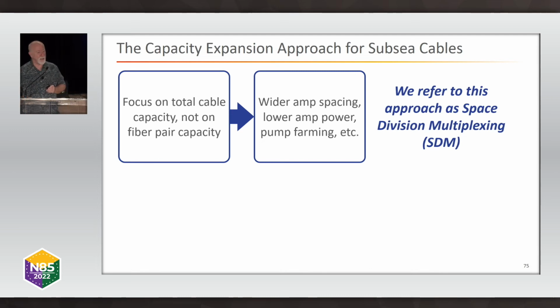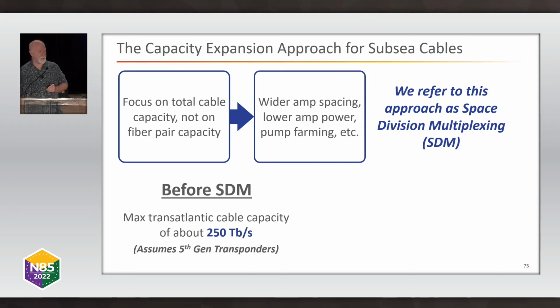And we refer to that, it's an architectural design approach for submarine cables, as space division multiplexing. So if you ever listen to a submarine presentation, you'll now hear about SDM. And SDM has its own roadmap of developments. So before SDM, the maximum transatlantic cable capacity was about 250 terabits per second. And that assumes fifth generation transponders.